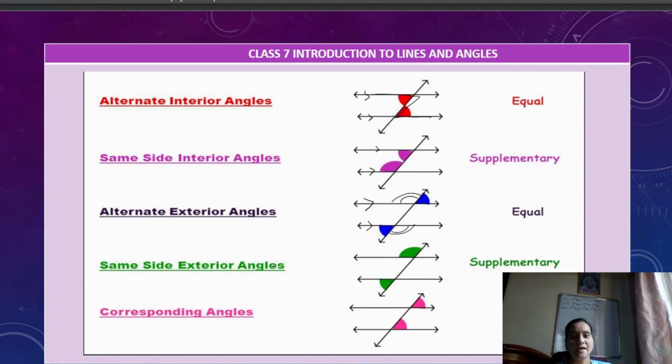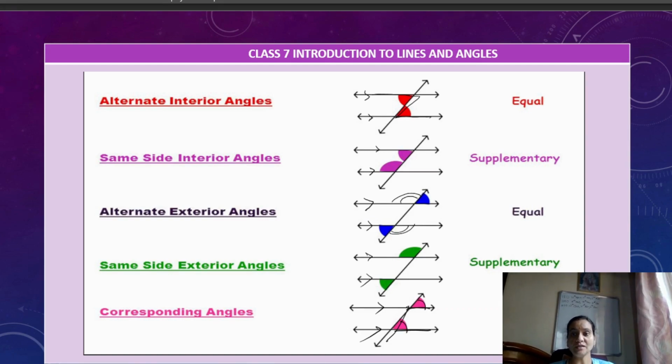Same side exterior angles, if you take the same side exterior angles, then they are supplementary, provided that the set of lines are again parallel to each other. This is the given condition, otherwise they will not be supplementary, or in some cases they will not be equal. Then corresponding angles you can get by formation of letter F like this, and the corresponding angles are equal when the pair of lines are parallel to each other. So these are very important points that we need to keep in our mind before we start solving Olympiad level questions for this lines and angles chapter.